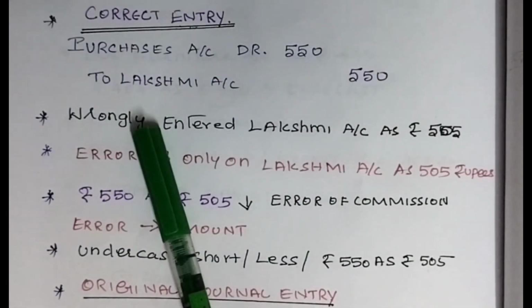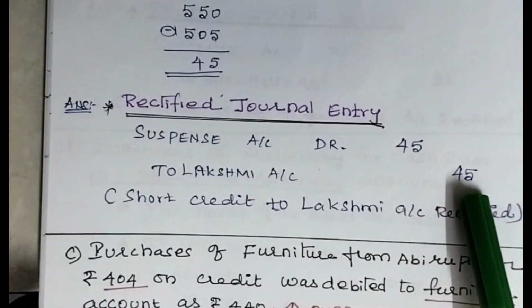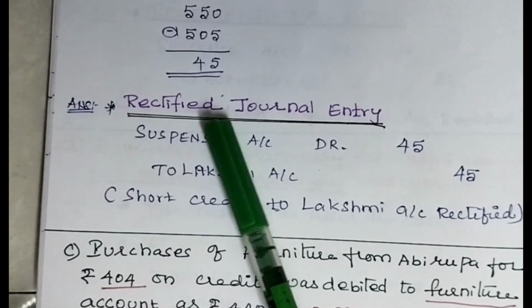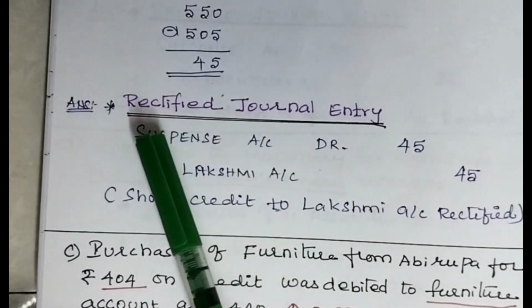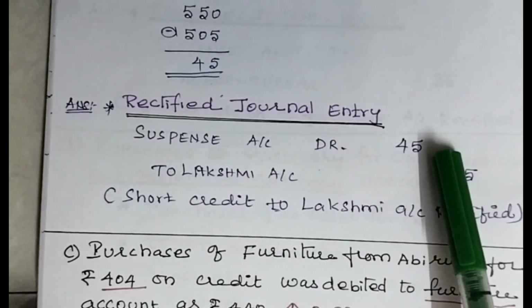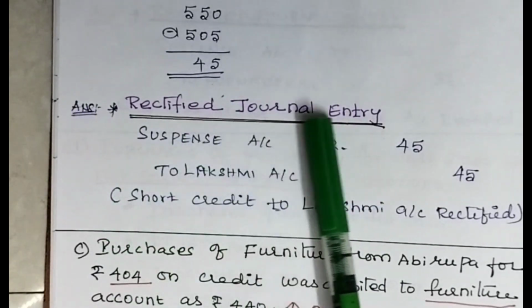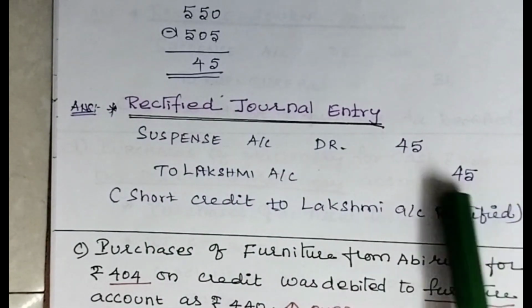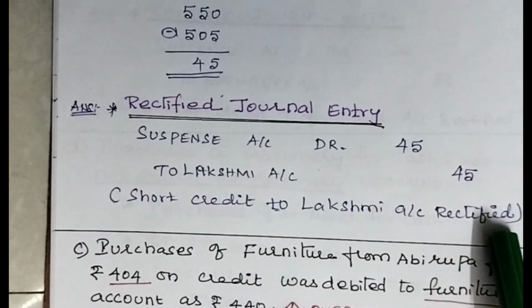So to rectify the journal entry, we have to enter the Lakshmi account, which is on the credit side. So we first write the Lakshmi account on the credit side. How many rupees? The difference value, 45 rupees. Okay. On the opposite side, we create the suspense account to tally the trial balance. So suspense account debit 45 rupees. So the rectified journal entry, this is the answer: suspense account debit 45 rupees to Lakshmi account 45 rupees. The narration is: short credit to Lakshmi account rectified.